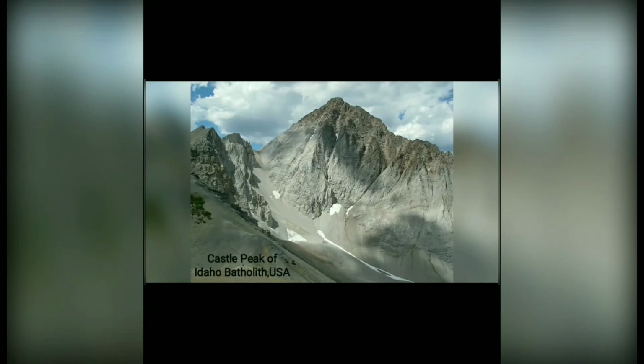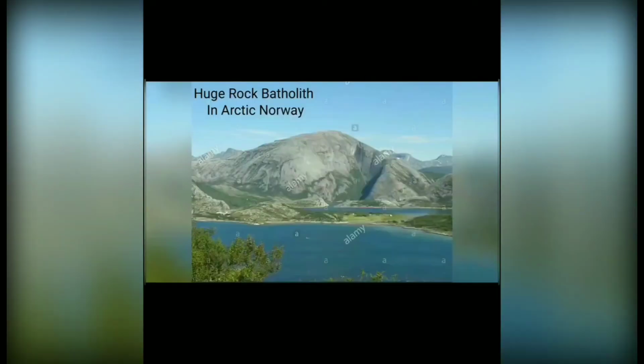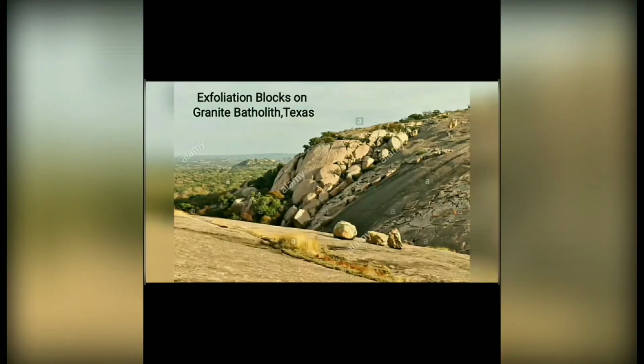Here we can see different pictures of batholiths from all over the world. In different shapes we can see the batholiths. These are a type of igneous rock that forms when magma rises into the earth's crust but does not erupt on the surface. This is typically associated with subduction zones and hotspots.